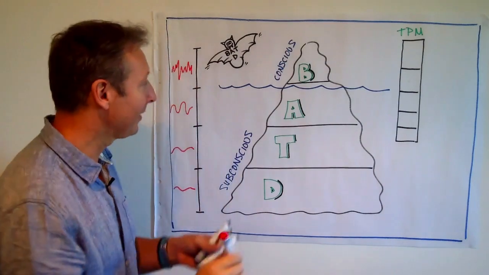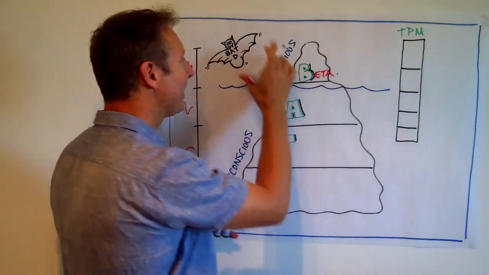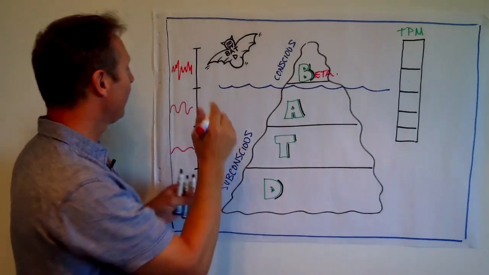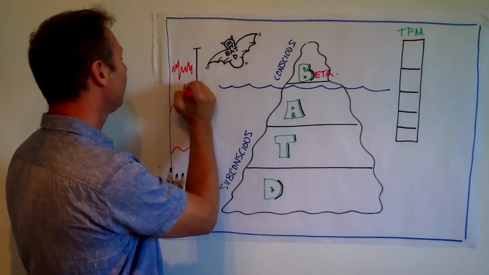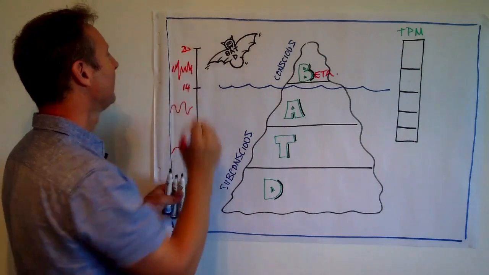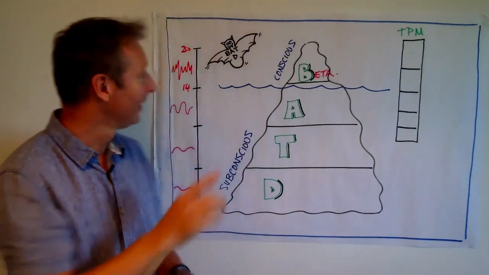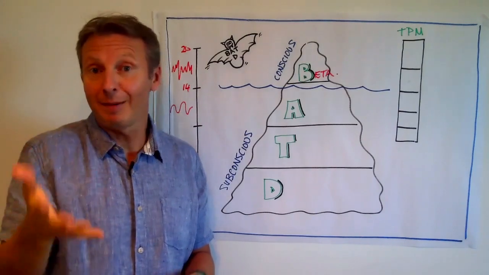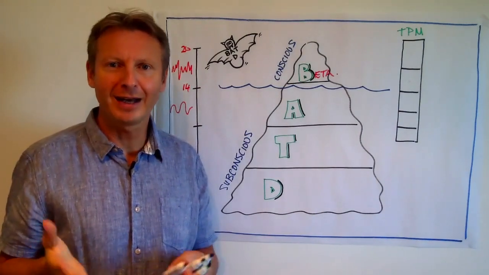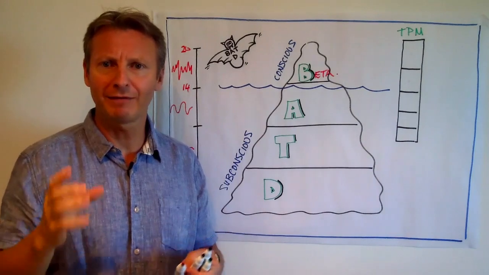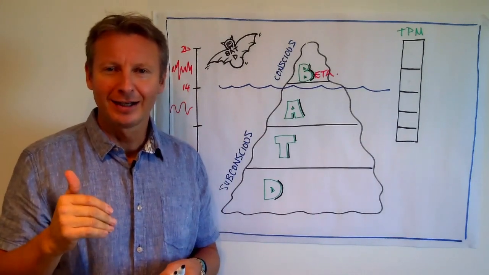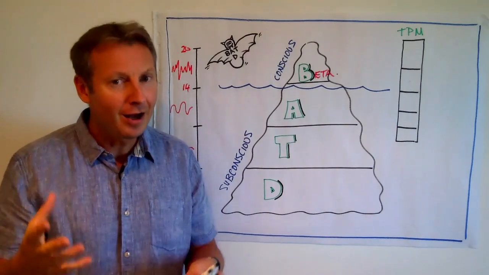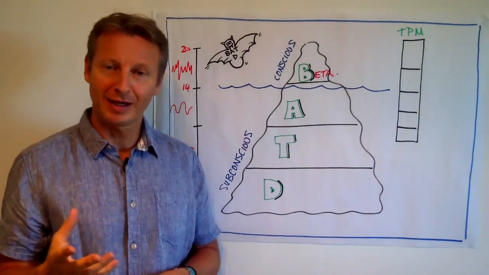The first one at the top here is beta. The B in BAT-D is beta. And beta goes anywhere between 14 and 20 cycles per second. As you can see, it's where the neurons are really firing quickly. Right now, I'm in beta. Beta is wide awake, very aware. It's more to do with concentration and alertness and those sorts of things.